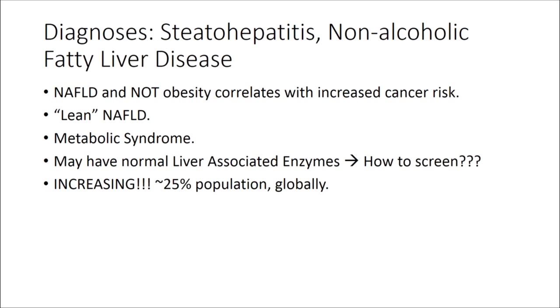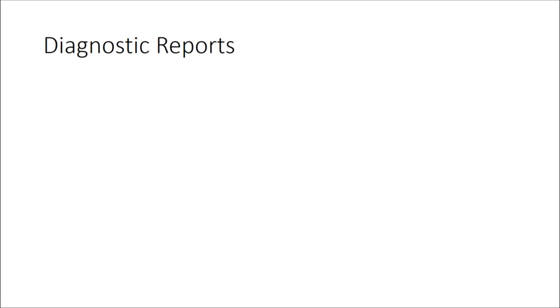So in terms of the diagnostic reports, as I said before, I like to put pattern of injury, severity when appropriate, etiology, and the degree of fibrosis, i.e. the stage. So it could be, in this last case, severe steatosis with moderate steatohepatitis, with moderate portal fibrosis, including areas of bridging, and mild to moderate space of Disse fibrosis.